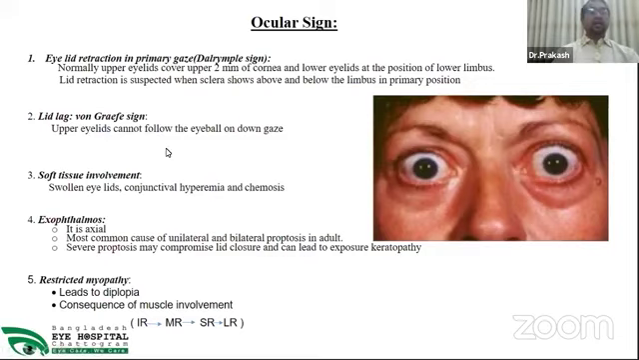And soft tissue involvements, as I mentioned earlier. Why soft tissue involvements? Because there is an infiltration of inflammatory cells into the eyelids and conjunctiva, so that causes swollen eyelids, conjunctival hyperemia, and chemosis. What is chemosis? Edema of the conjunctiva.